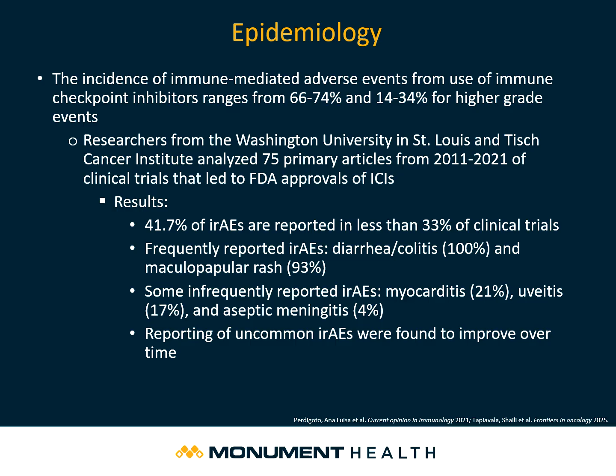Researchers at Washington University in St. Louis and Tisch Cancer Institute in New York analyzed 75 primary articles from clinical trials that led to FDA approvals of these agents. Their findings suggest a significant trend of underreporting for many toxicities, most notably myocarditis and aseptic meningitis.